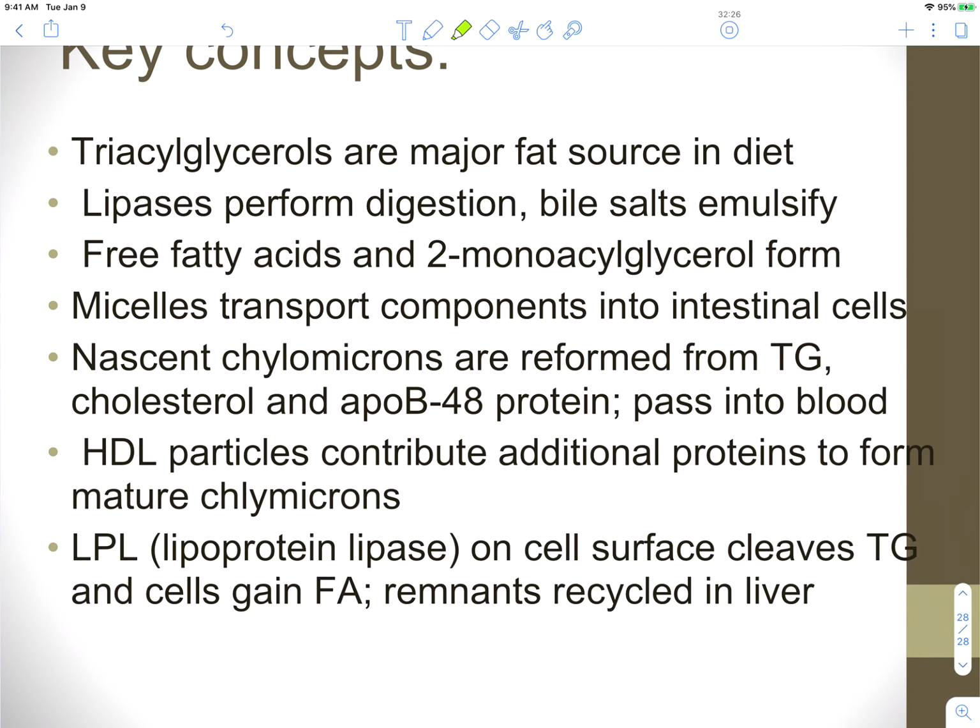Okay, so that is the end of this lecture, and we will continue our lipid story in the next lecture.